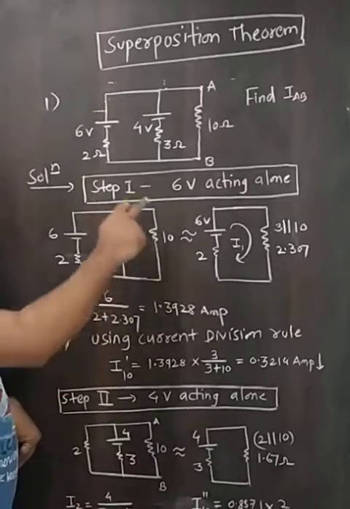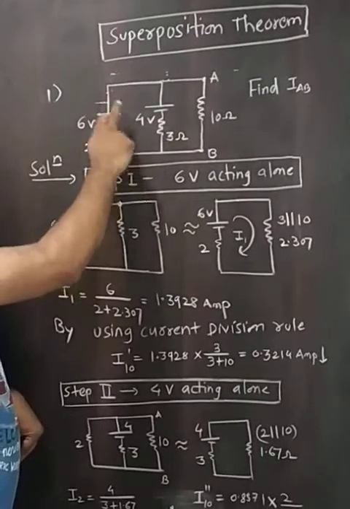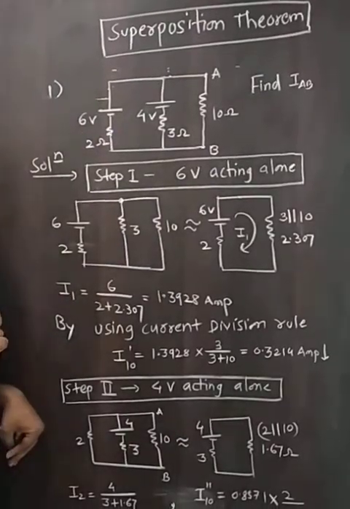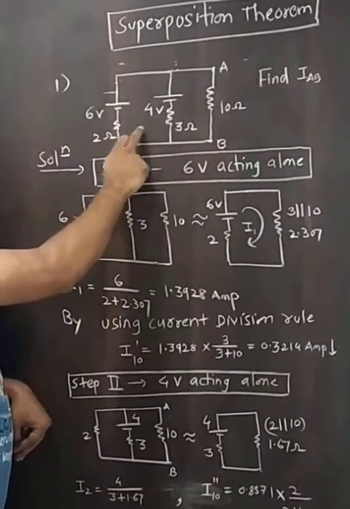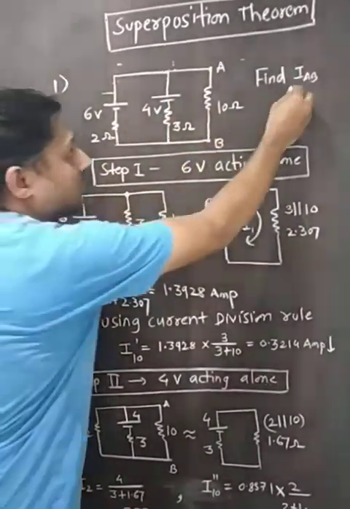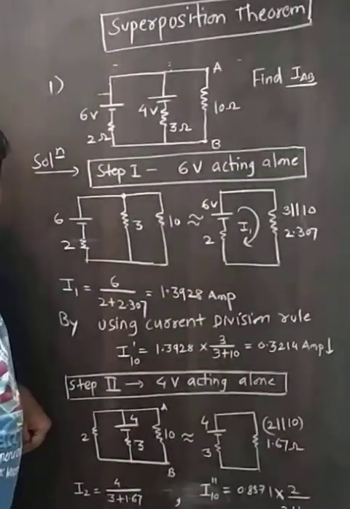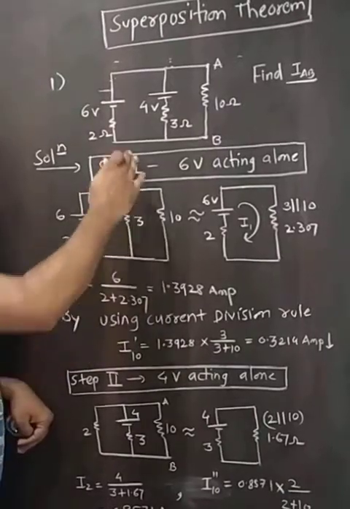Friends, now we will consider one network and discuss how to apply the superposition theorem on any network. In this network there are two voltage sources and three resistances. Here we are interested to find the current flowing through branch AB. There are certain steps to apply the superposition theorem on this network.